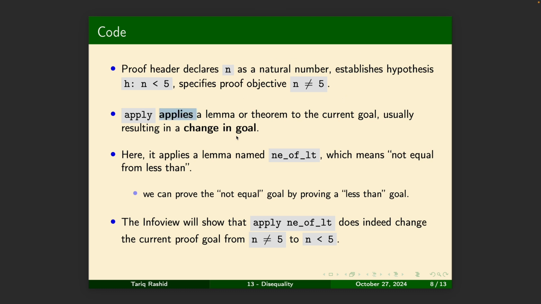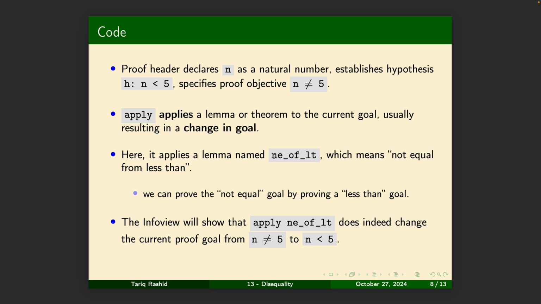Apply applies a lemma and usually results in a change in goal. It exists in MathLib, as do thousands and thousands of other lemmas. I said earlier that finding the right one is not ideal, but the naming scheme can help. So it's useful to be able to read these.